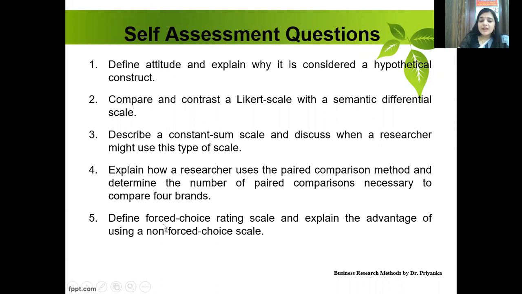Then fifth is, define forced choice rating scale and explain the advantage of using a non-forced choice scale. You have to define the forced choice rating scale, and the advantage of a non-forced choice scale is that you will actually get the right feedback from the respondent, but this has its disadvantage as well, as we just discussed in the last slide.